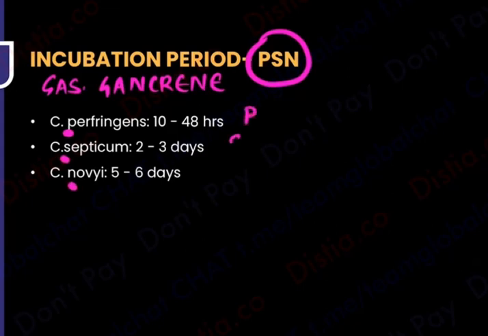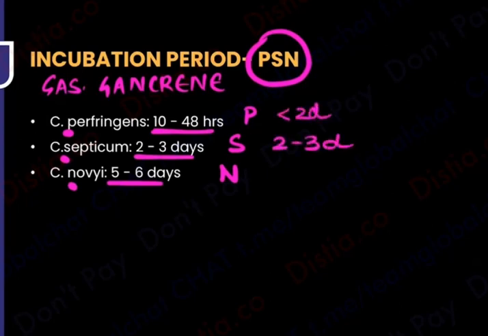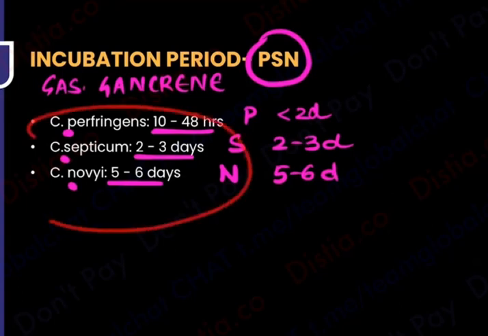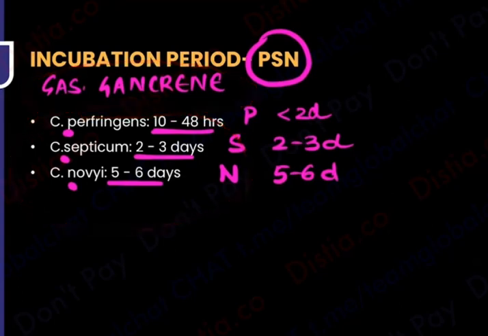Why have I said that you have to learn it as PSN? Because you will see that the incubation periods are increasing. Perfringens has an incubation period of less than 2 days, then it is going to be 2 to 3 days, and 3 doubled, the next one is going to be 6 days. Simple. So less than 2 days, then 2 to 3 days, and then roughly 5 to 6 days, that is going to be perfringens, septicum and novi. All three of these are capable of causing gas gangrene.